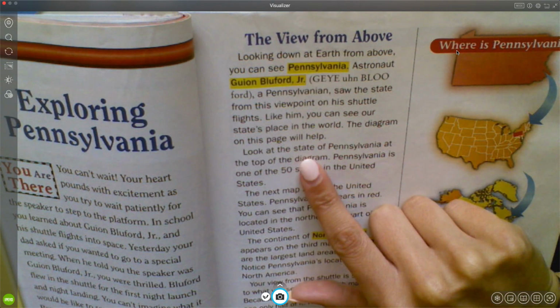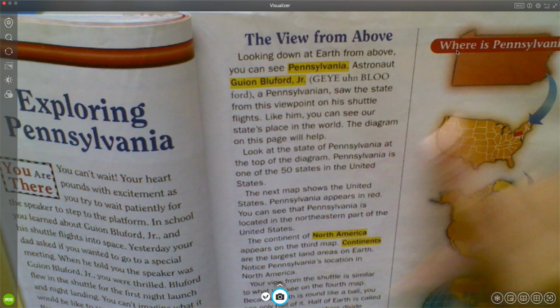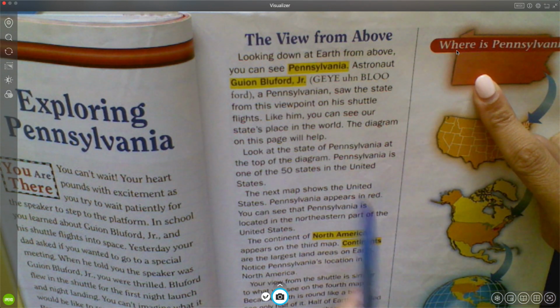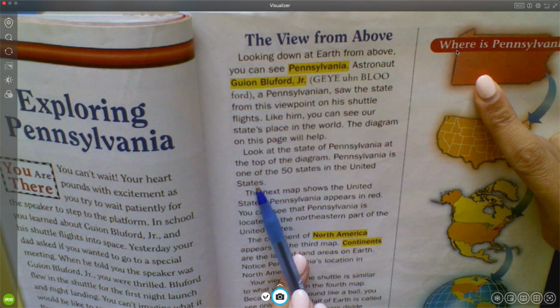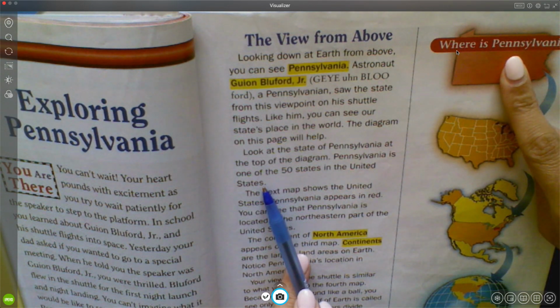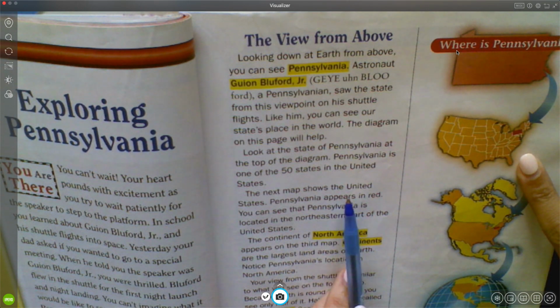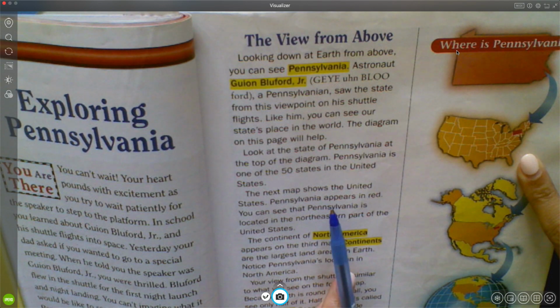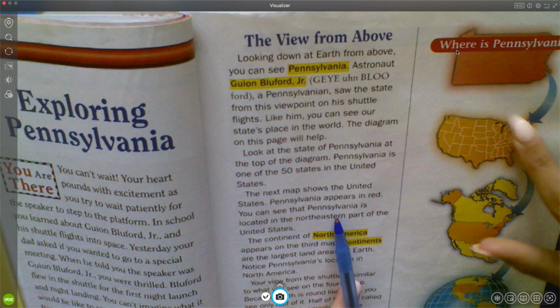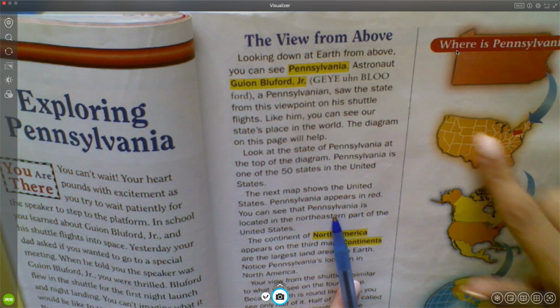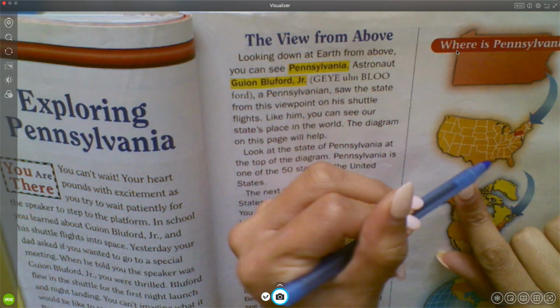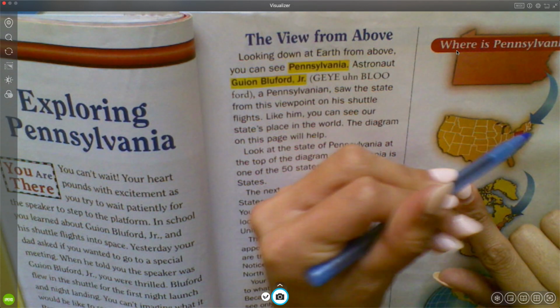It says, look at the state of Pennsylvania at the top of the diagram. Here it is. Pennsylvania is one of the 50 states in the United States. So we know Pennsylvania is one of 50 states. The next map, this one, shows the United States. Pennsylvania appears in red. You can see that Pennsylvania is located in the northeastern part of the United States. So again, here's the United States. All the states besides Hawaii and Alaska are here. And I see that it's in the north, which means high, and the eastern over to this side.